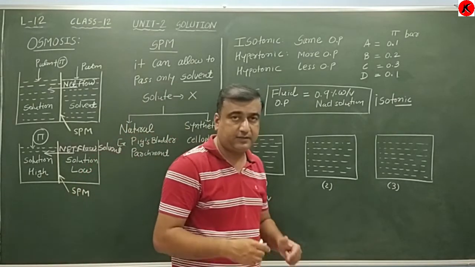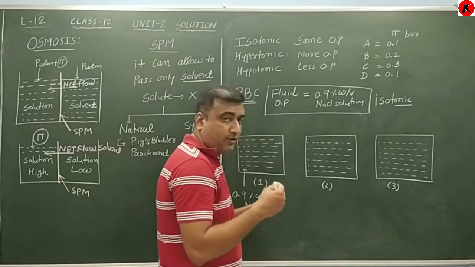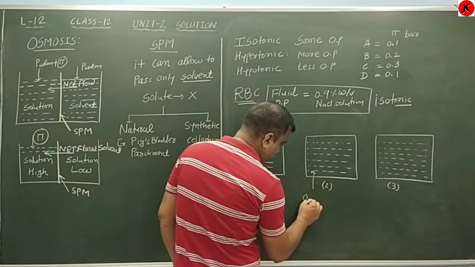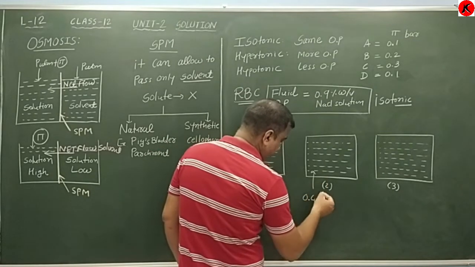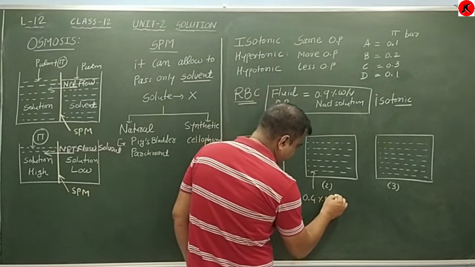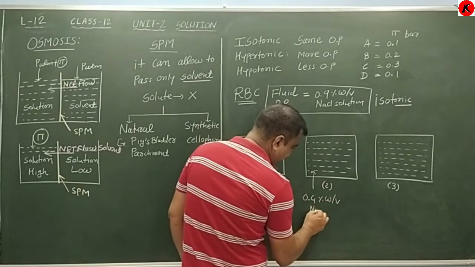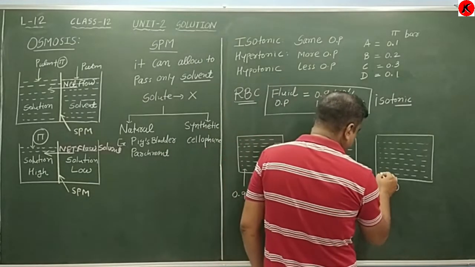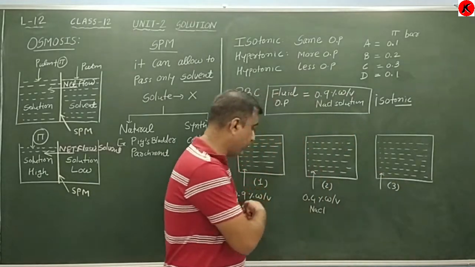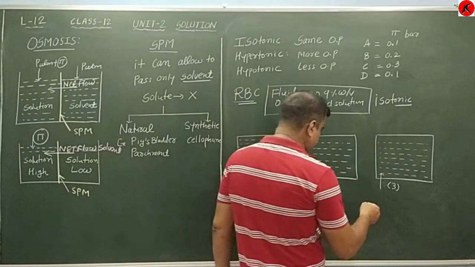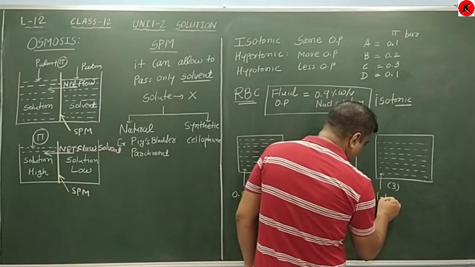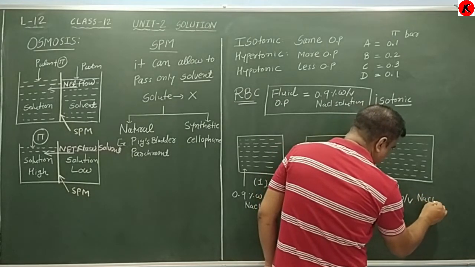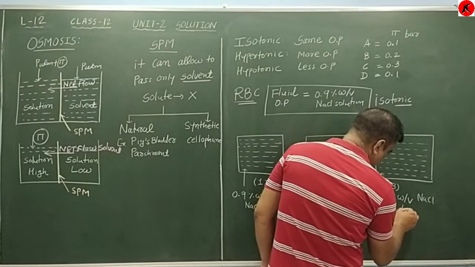In the second case we are keeping a solution having a lower concentration. That means suppose a 0.4 percentage W by V NaCl solution is kept, and here more than 0.9, suppose 1.1 percentage W by V NaCl solution.